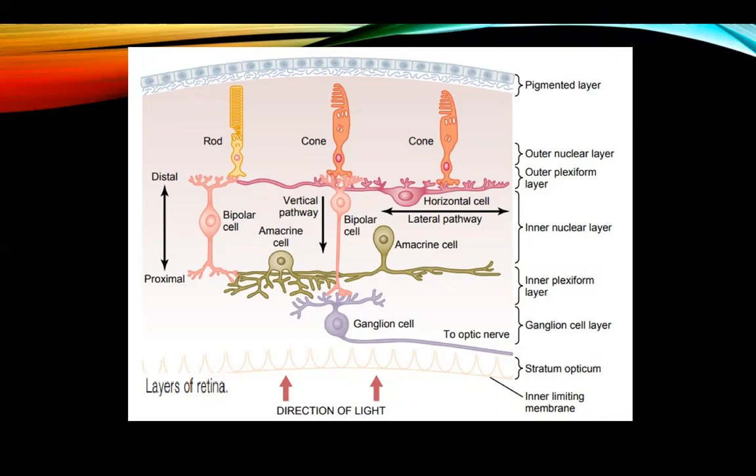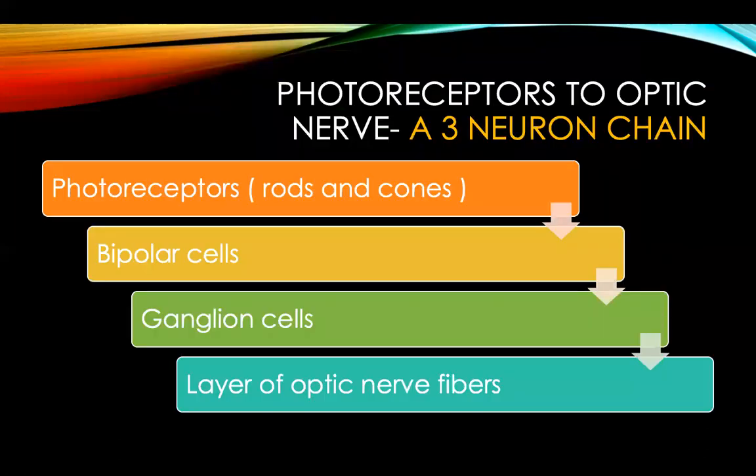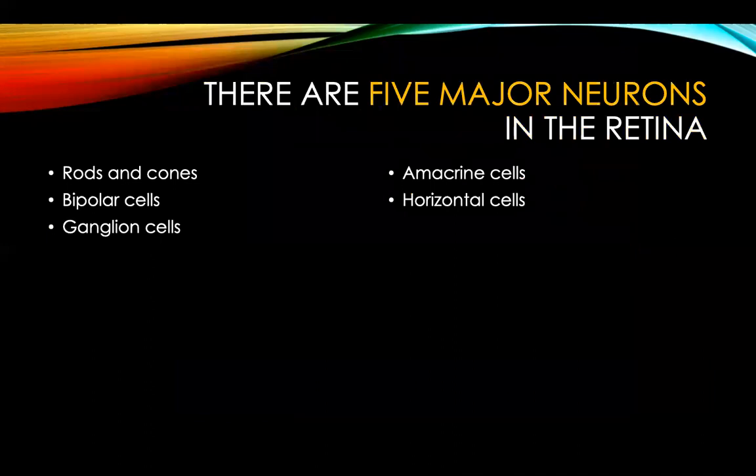And then there are two cells which mediate lateral inhibition, the amacrine cells and the horizontal cells. So photoreceptor cells, rods and cones, bipolar cells, ganglion cells, and the layer of optic nerve fibers. So there are 5 major neurons in the retina: rods and cones, bipolar cells, ganglion cells, and then amacrine cells and horizontal cells.